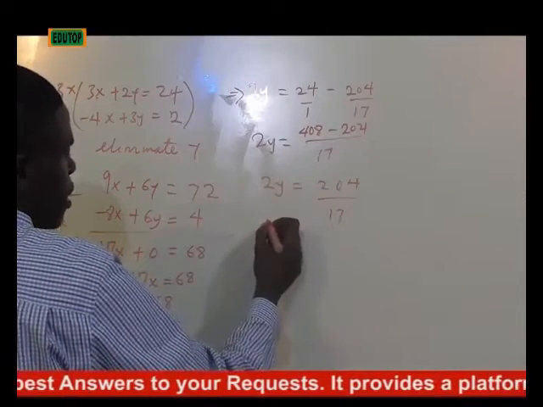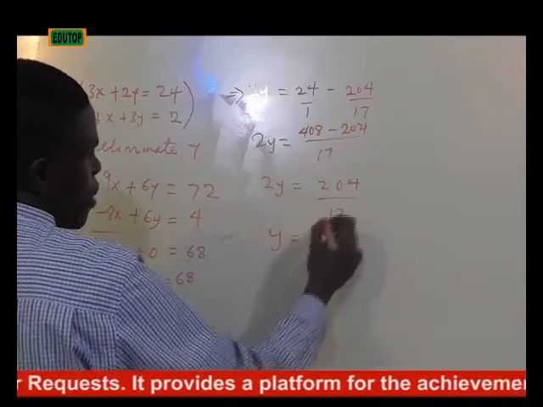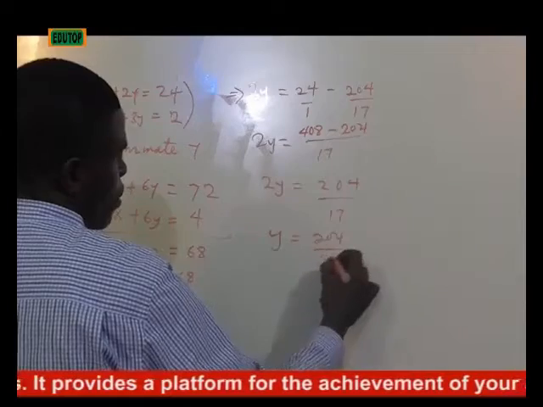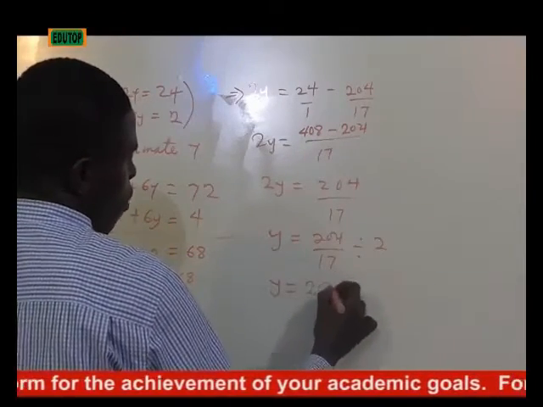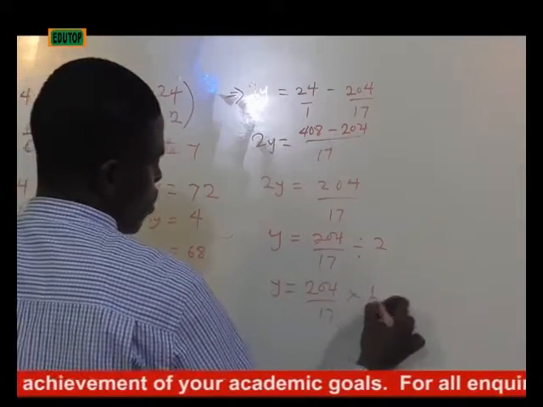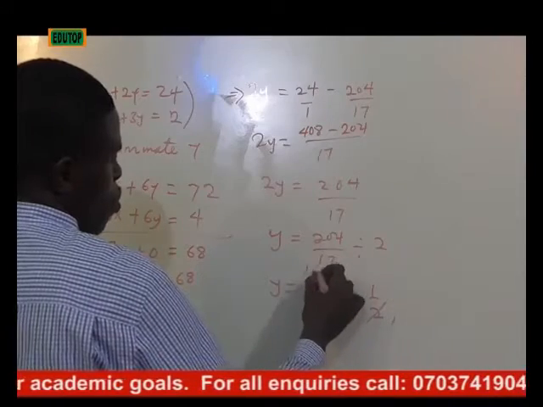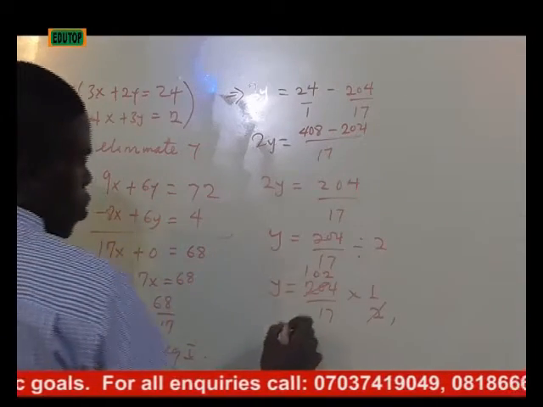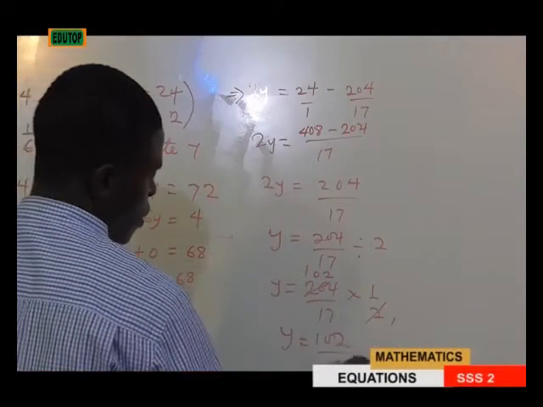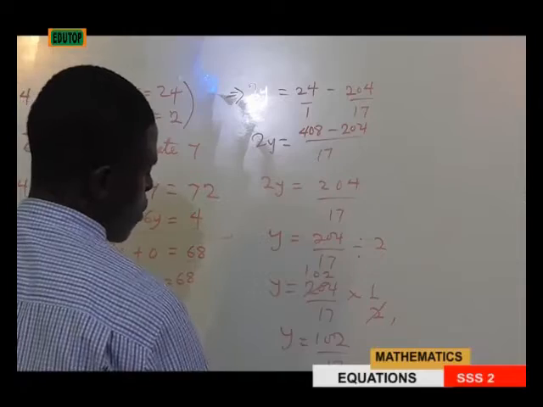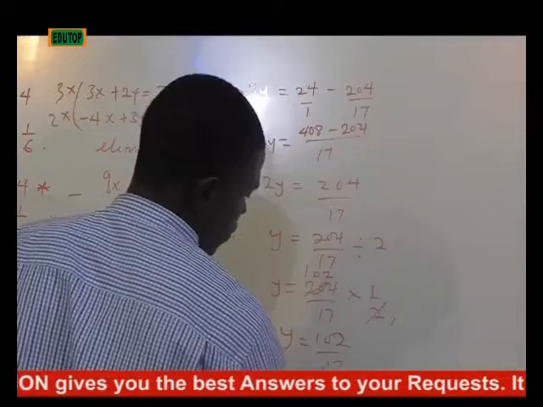Dividing both sides by 2, we have y equals 204 over 17 divided by 2. That means y will now be 204 over 17 times 1 over 2. The 2 here and the 2 in this, so y becomes 102 over 17. So my x is 68 over 17, while my y is 102 over 17.